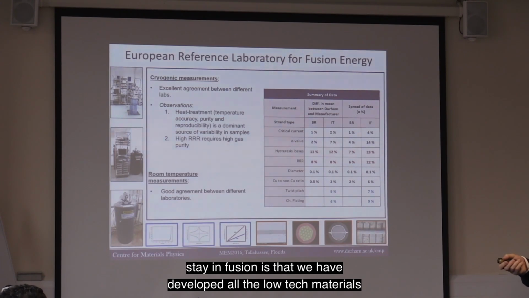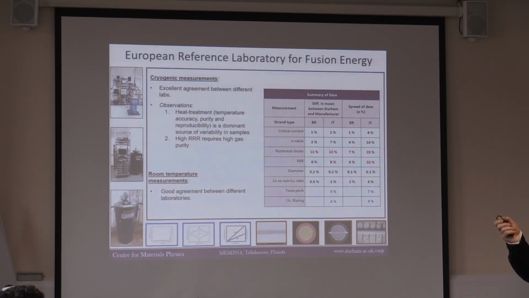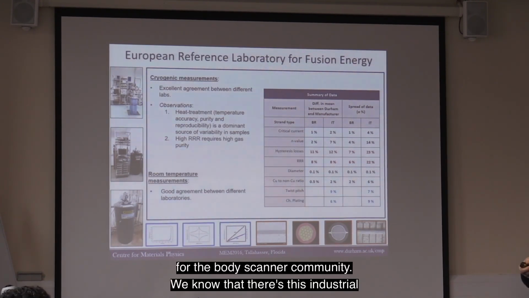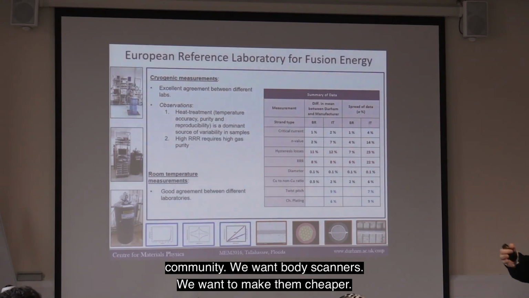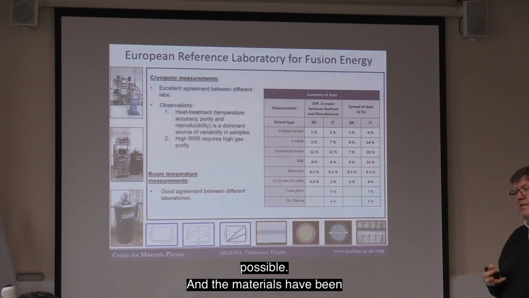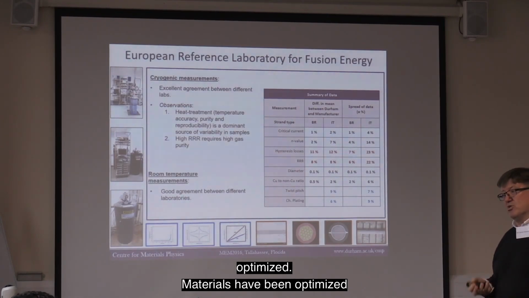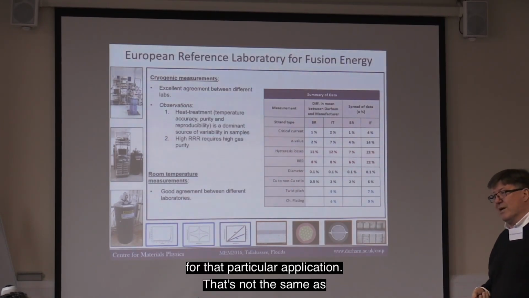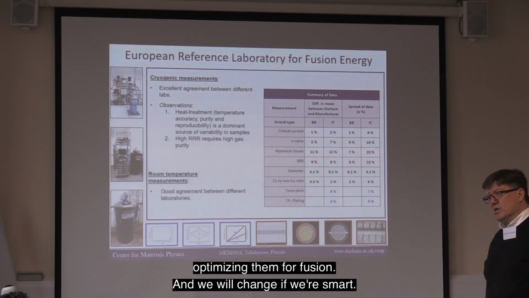developed all the low Tc materials for the body scanner community. We know that there's this industrial community. We want body scanners. We want to make them cheaper. We want to roll them out, we want to make them as cheap as possible. And the superconducting materials have been optimized for that particular application. That's not the same as optimizing them for fusion.